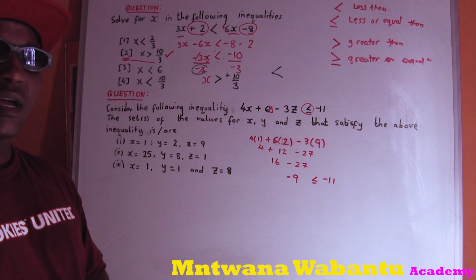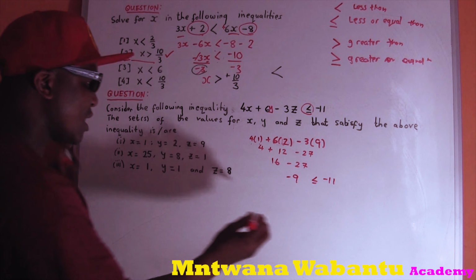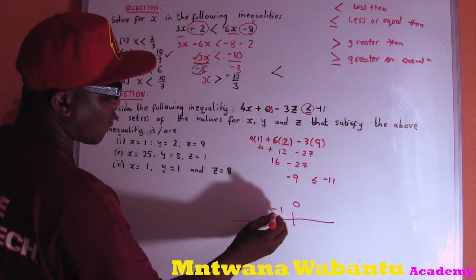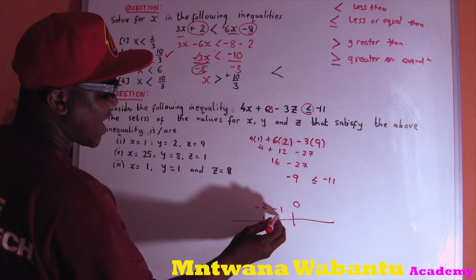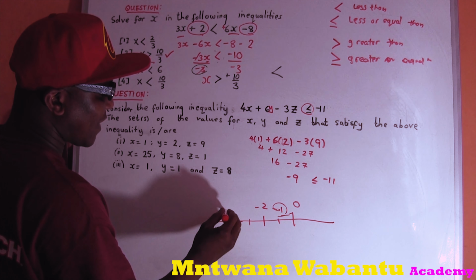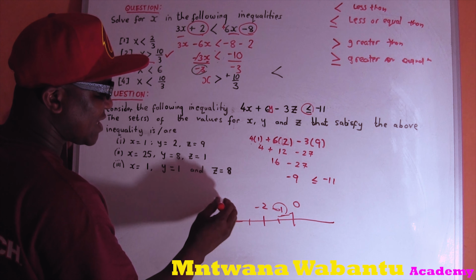No, it's not true. -9 is bigger because look, if you have a number line like this, this is 0. So you got -1, -2. The number which is closer to 0 on the negative side is the bigger number. So the further you go, if somebody has -5, this is a smaller number.